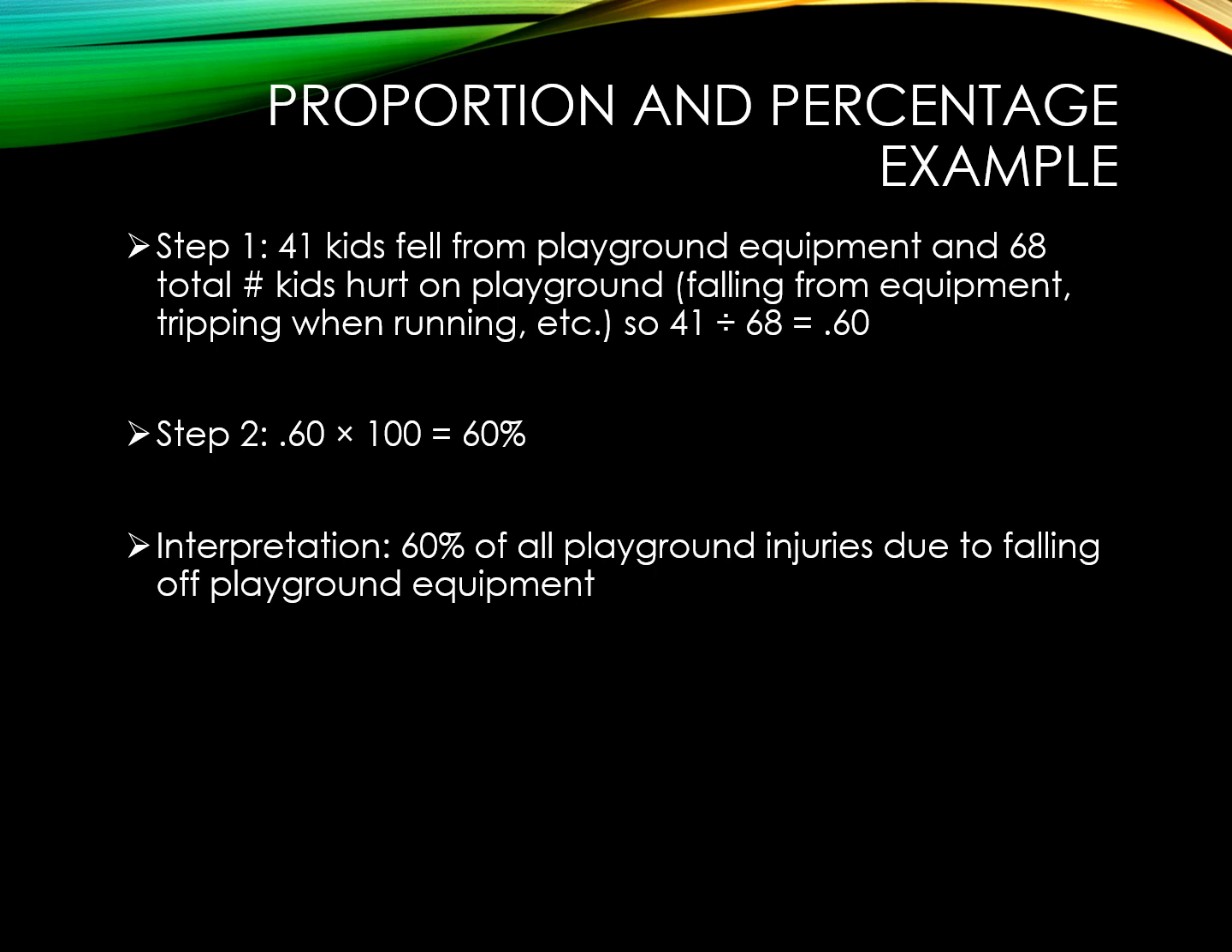If we look at proportion, I'm going to say 41 kids fell divided by 68 total, and we get 0.6. And then to get the percentage, we multiply that by 100, which gets us 60. And then we can simply say 60% of all the playground injuries were due to kids falling off the playground equipment. So 60% of all injuries on the playground were due to falls.